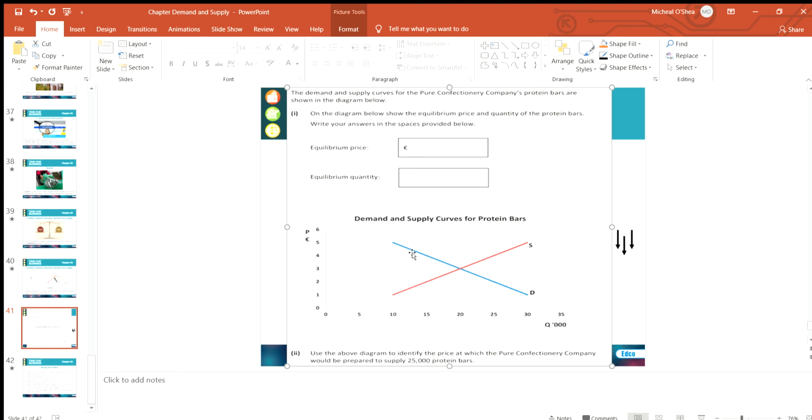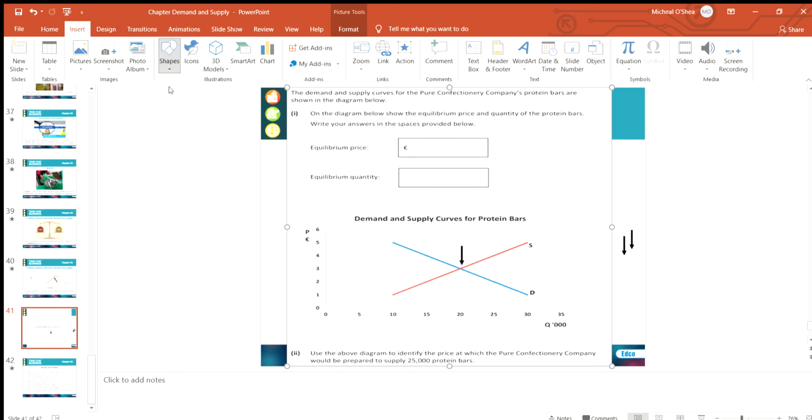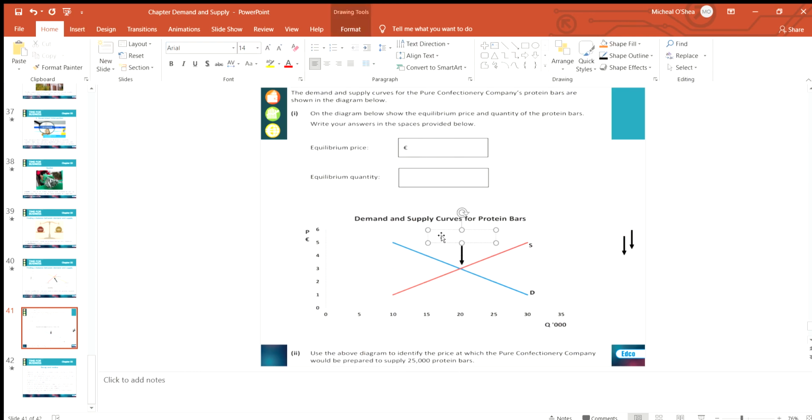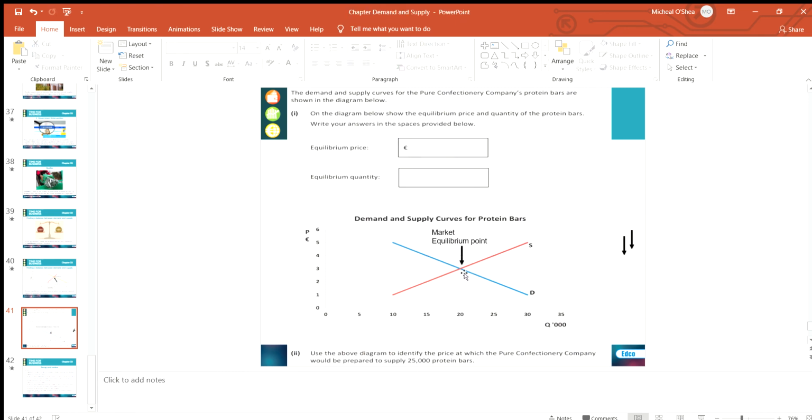It's very important that if you're given the information to draw this out, you label the lines. Now they meet at this point. What do we call this point again? We're going to call this our market equilibrium point. So I'm going to insert a text box right here. That's my equilibrium point at which they intersect. That intersection point is called my market equilibrium point.